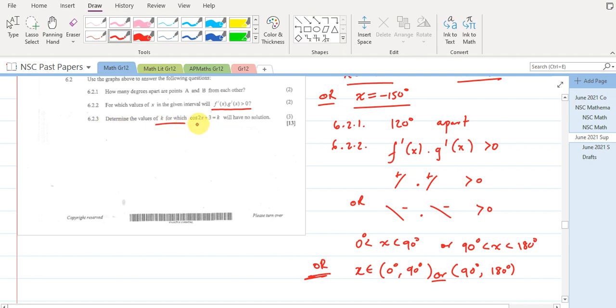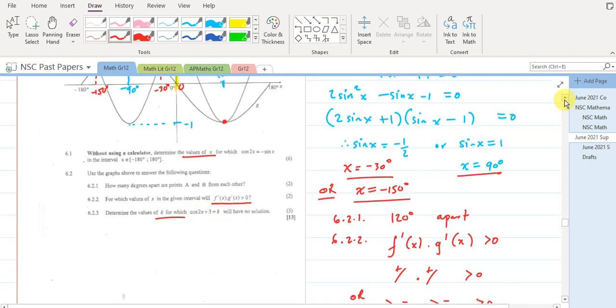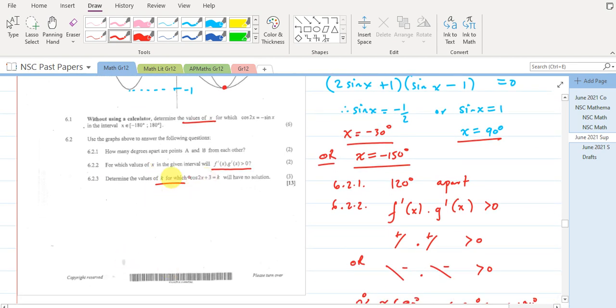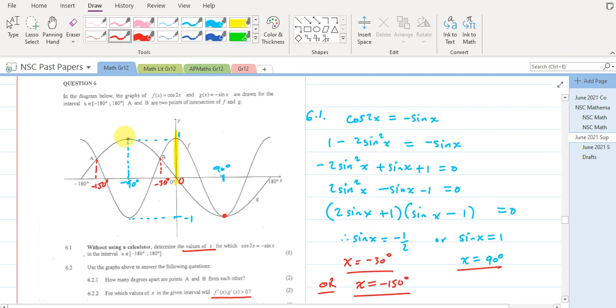Determine the values of k for which cos 2x plus 3 is equal to k will have no solution. When will this have no solution? Right, so let's look at cos 2x plus k, above and below the turning points basically. So let's look at 6.2.3. So cos 2x is equal to k minus 3. Right, so cos 2x will have no solution if it is above, where's the cos graph? Yes, if it is above 1.